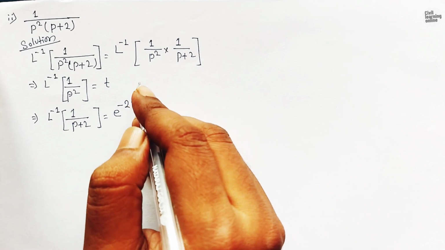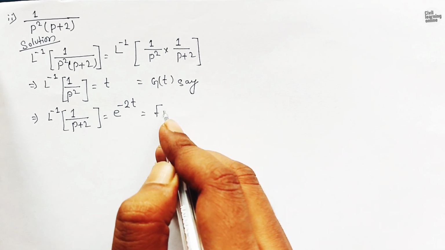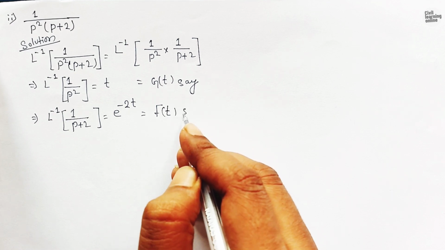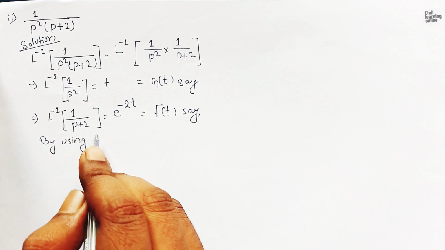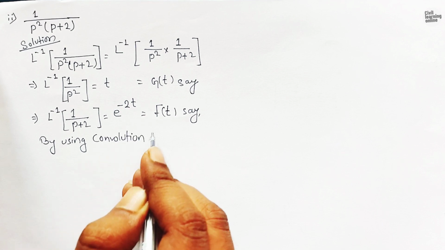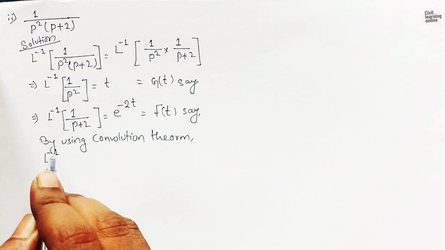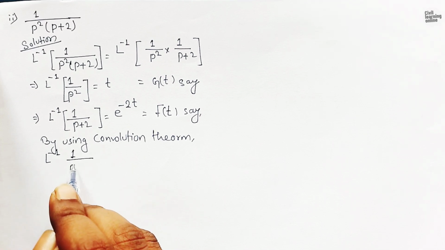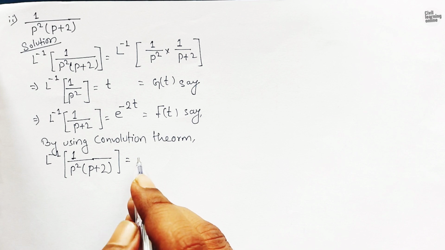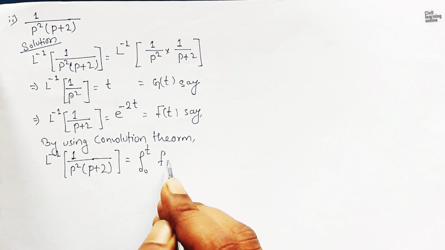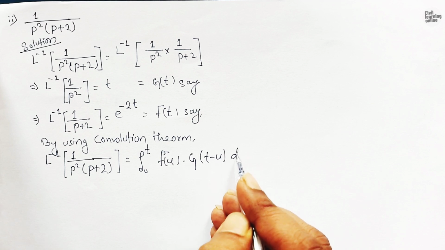Now assume it as capital G(t), we have assumed, and let this be F(t). Okay, and this is also constant. Now by using the convolution theorem, what we will have: the inverse Laplace transformation of 1 upon p square times (p plus 2) is equal to the integration from 0 to t of F(u) times G(t minus u) du.